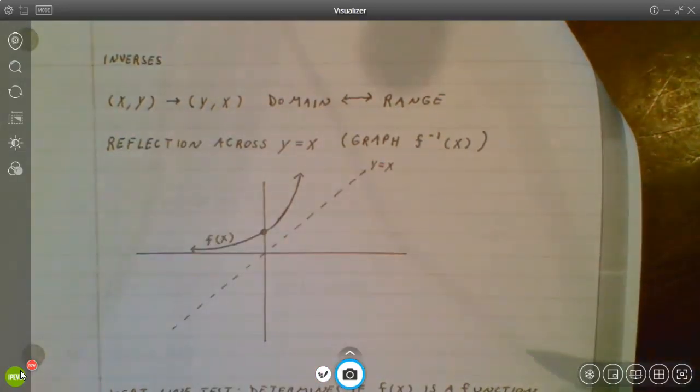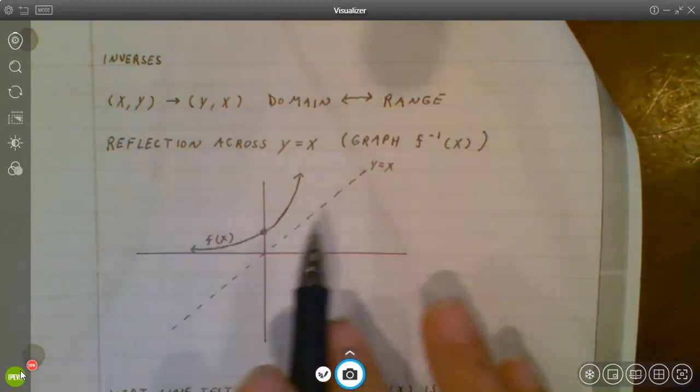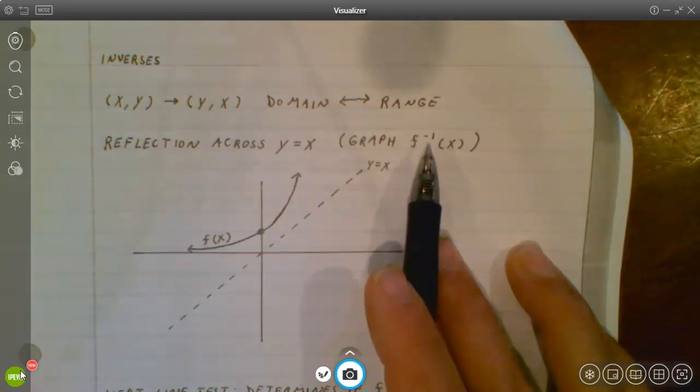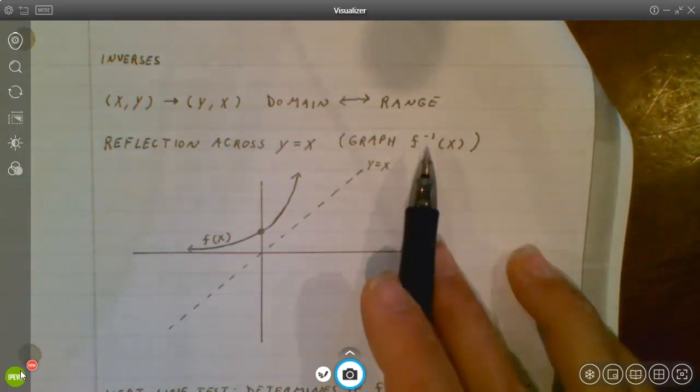And so those guys trade places as well. So here we go. As far as symbols go, this is the notation that we would use to identify an inverse. We say f^-1 of x. That represents an inverse function.